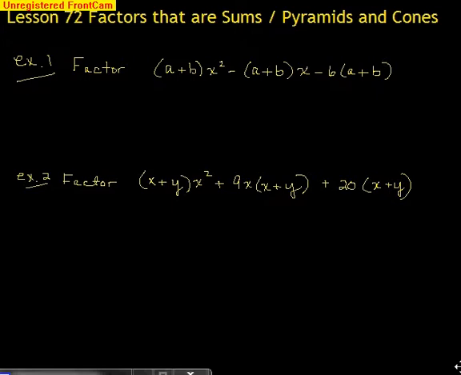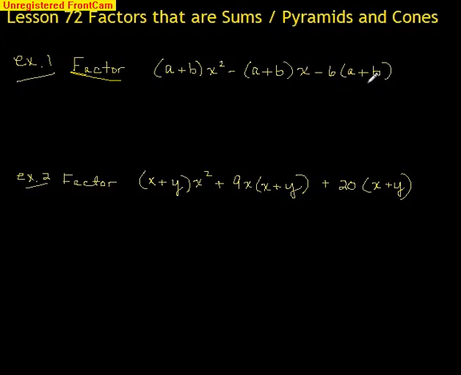The first one, you're going to hear this word a lot: factor. I love to factor, so it's one of my favorite things to do. Hopefully it'll be one of your favorite things to do too. These are called factors that are sums, and if you look, what we have here is a trinomial because we have three terms. Term 1, term 2, term 3.